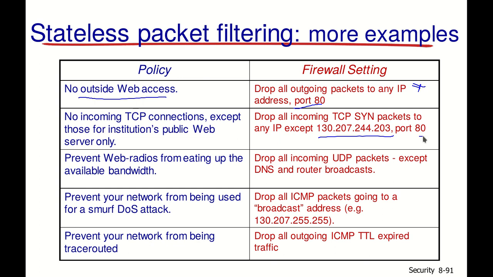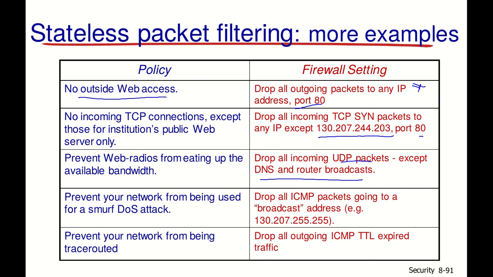And also, if you want to prevent any web abusers from eating up the available bandwidth, we can drop all incoming UDP packets except DNS and all router broadcasts. So basically, there are many types of UDP packets. For example, we can even set up peer-to-peer data transfer with UDP, and we only allow, for example, DNS, because DNS is also using UDP.